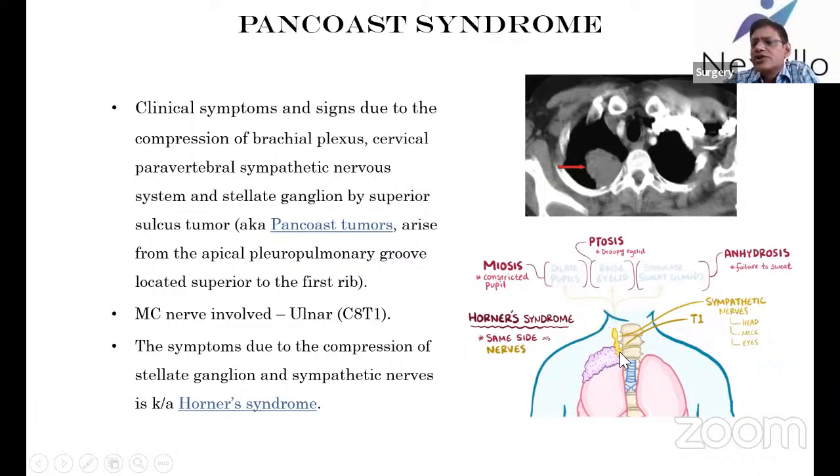Just around here is kept the stellate ganglia of the sympathetic chain, which communicates with the brachial plexus by itself. So along with the brachial plexus, this stellate ganglia and the sympathetic nerves may also be compressed. Now, as you remember, the function of these sympathetic nerves, especially over here in the eye, is that it causes the dilation of the pupil, sympathetic stimulation, fight and flight.